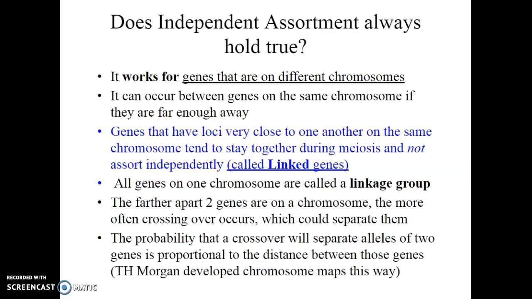Thomas Hunt Morgan, when studying fruit flies, developed chromosome maps this way. So when we explore our virtual fruit fly lab, we will consider linked genes as an explanation of why we don't see the proportions or ratios that Mendel did. But I'll explain that a little bit later.